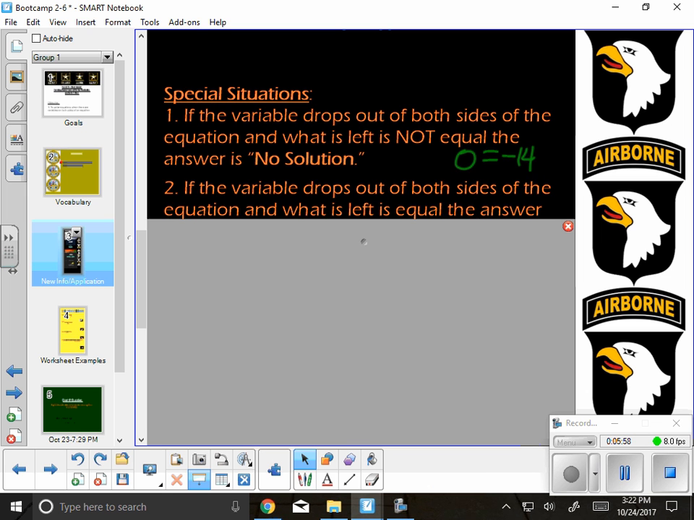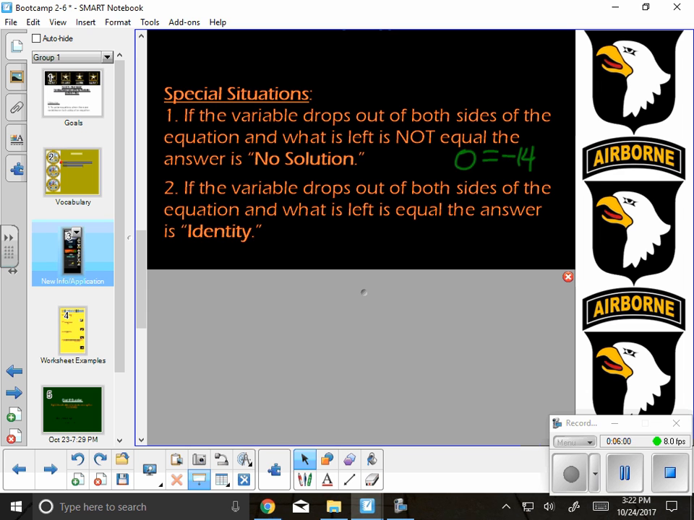The other situation that we could possibly have is that the variable drops out of both sides of the equation and what is left is equal on both sides. This brings us to our vocabulary word, identity. So say we were solving an equation and we ended up with 4 equals 4. It would mean that it's an identity. It wouldn't mean that there's no solution. It just means that the answer is the identity.